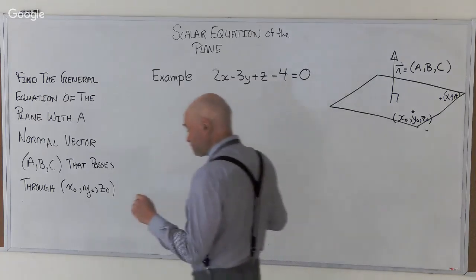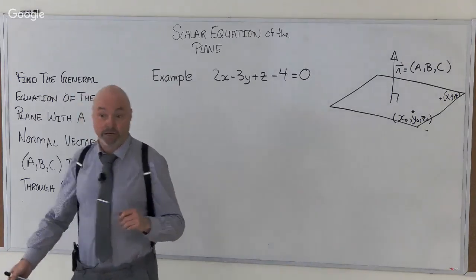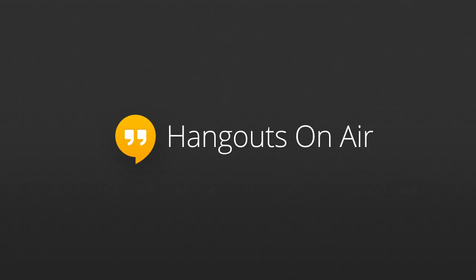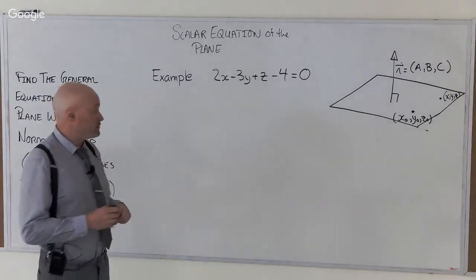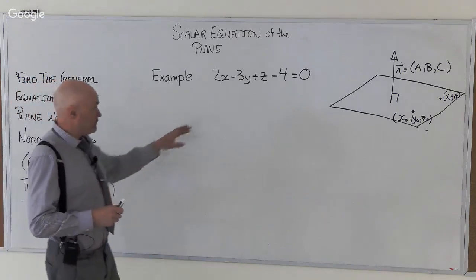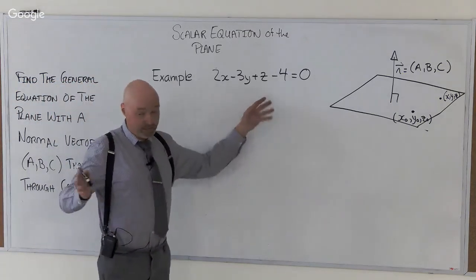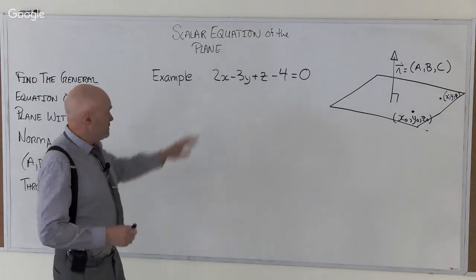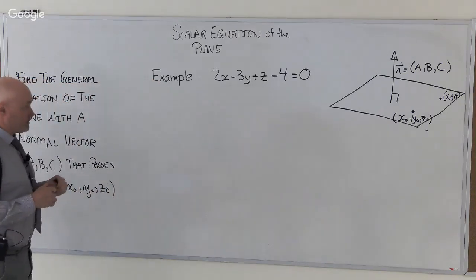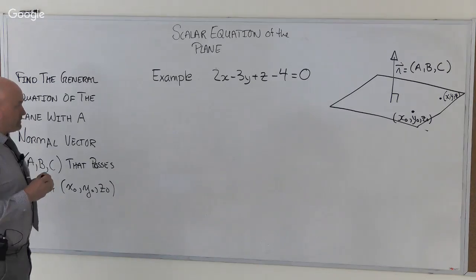There we go. So we're looking at the scalar equation of the plane, and we've already looked at the one in R2, or in 2 dimensions. The scalar equation of the plane takes on this form: 2x minus 3y plus z minus 4 equals 0. It's got coefficients in front of all of those numbers, and it's all in one line, so it looks kind of nice.